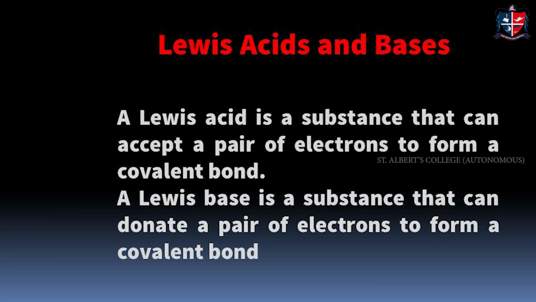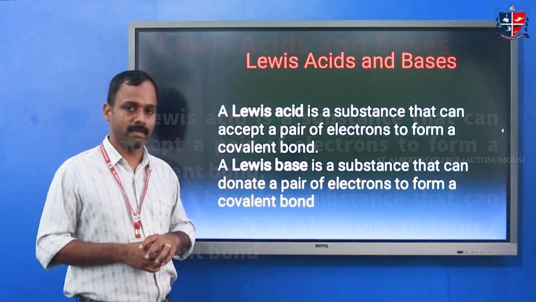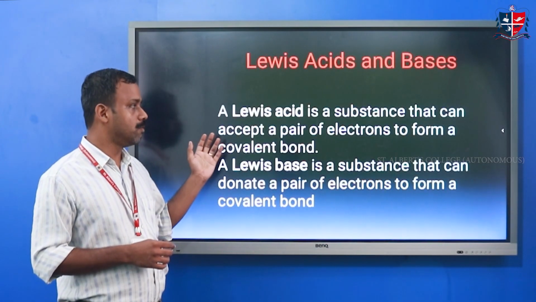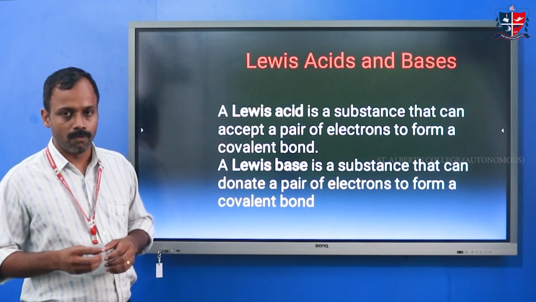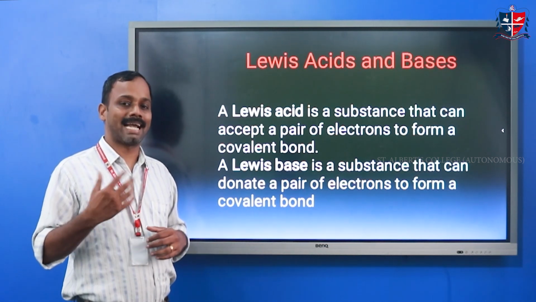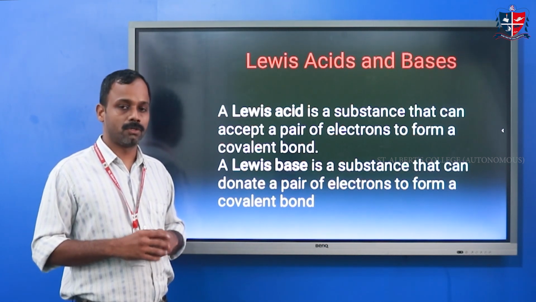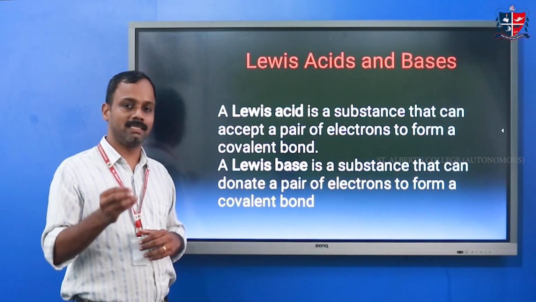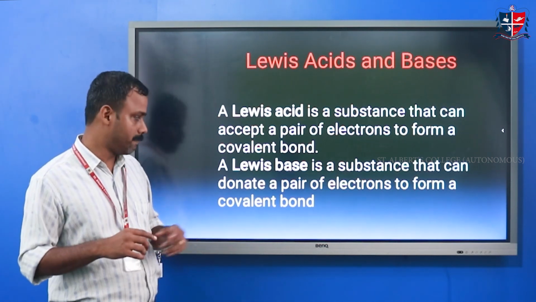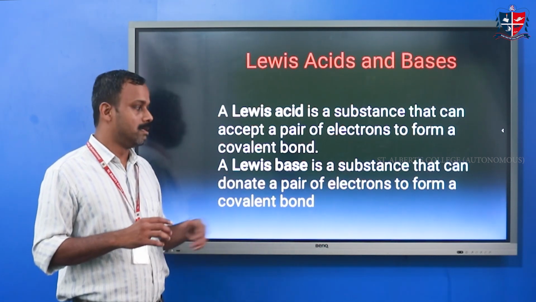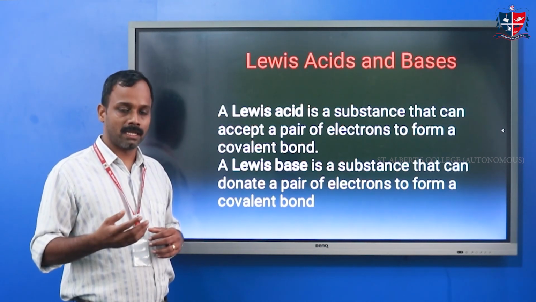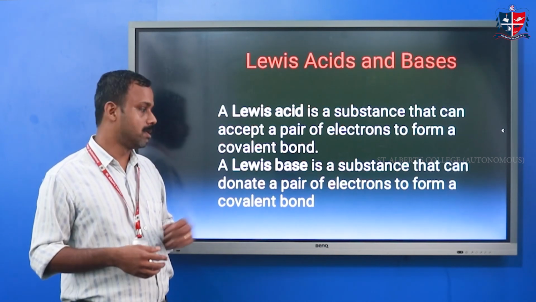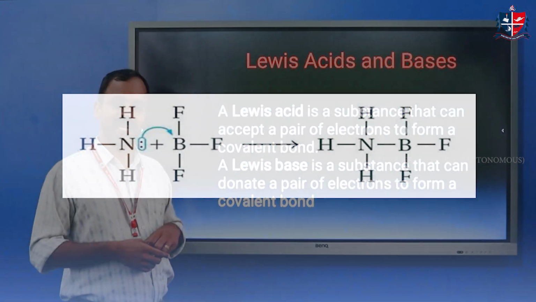Now move on to the next acid-base concept, that is the Lewis acid-base concept. According to the Lewis concept, an acid is a substance that can accept a pair of electrons. So according to the Lewis concept, an acid is an electron pair acceptor and a Lewis base is an electron pair donor. If a substance can donate a pair of electrons, then it is said to be a Lewis base.